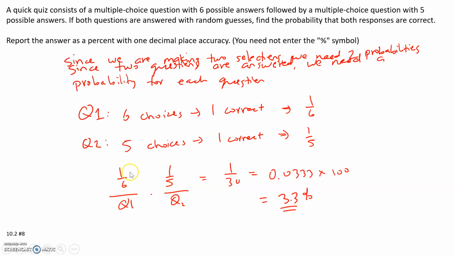So for the first question, the probability is 1 out of 6. For the second question, the probability is 1 out of 5. If you multiply these together, we get 1 out of 30. That's 0.0333 times 100. That's going to be 3.3%.